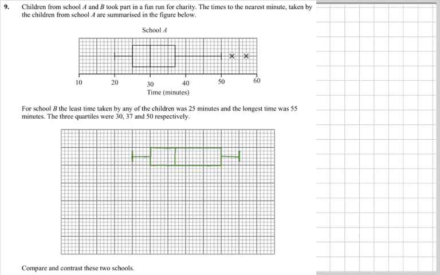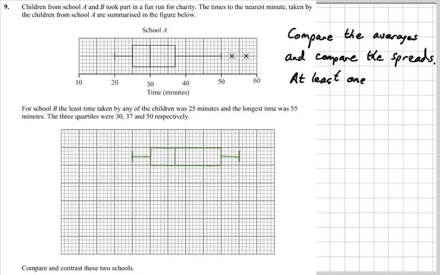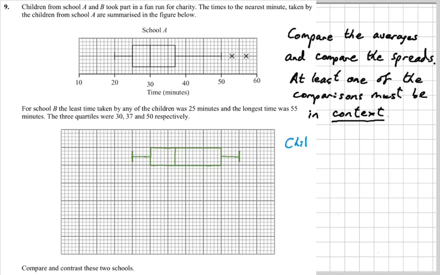So as I said before, to get all the marks for these, you need to compare the averages and compare the spreads. At least one of the comparisons that you make must be in context, i.e. you must mention something about what the data actually means. Not so much a reason, but just an explanation of what it means to say that one number is bigger than another. So let's set about that.